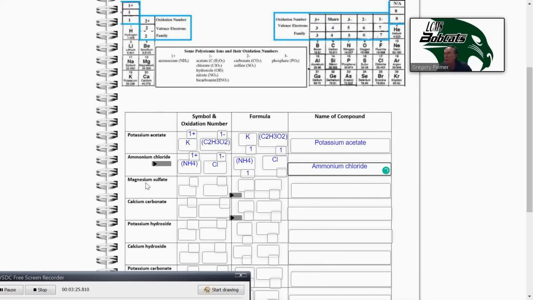Okay, the next one says magnesium sulfate. So we know magnesium's an element. We look up here, it's in family 2, and its symbol is Mg, and it has an oxidation number of 2 plus. And we look for sulfate here, it's SO4, and its oxidation number is 2 minus.